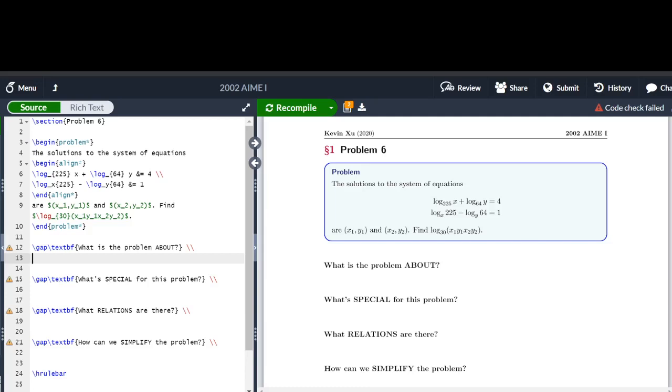Here is problem 6 of the test. If you need time to look over the problem and get a handle of it, feel free to pause. It's also helpful to have a copy of this problem open on another tab. And if you need this problem, it can be found on the Art of Problem Solving wiki. A link should be in the description.